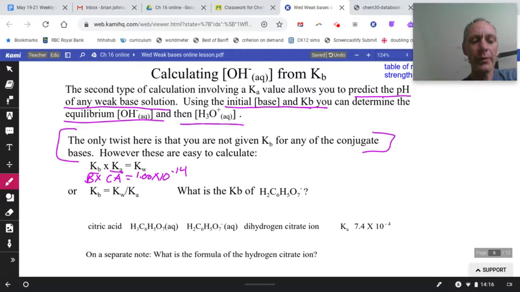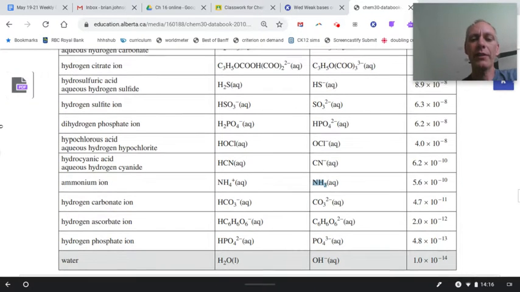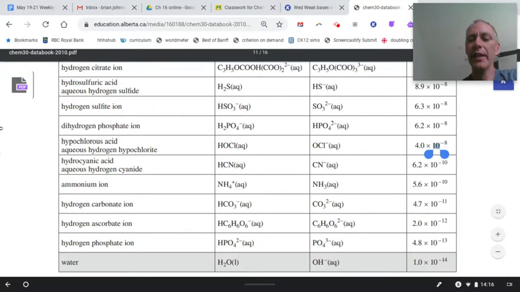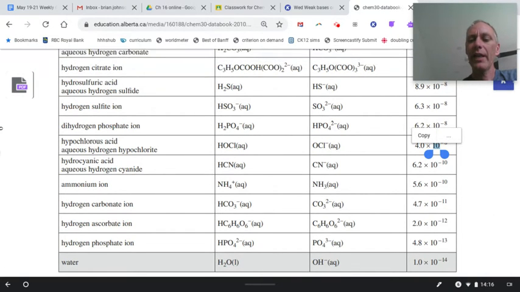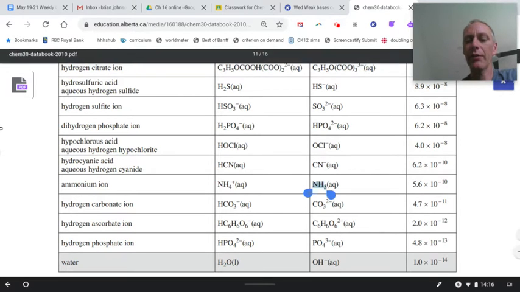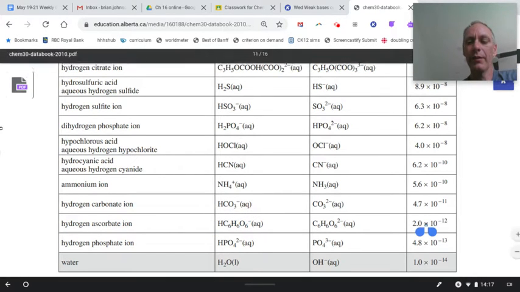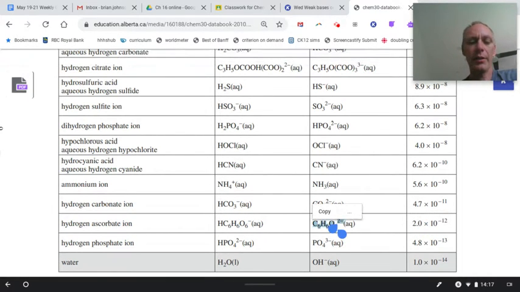So if we rearrange that, you can solve for any Kb for any base if you have the Ka of its conjugate acid. And we do, because we have this table that has all of these acids and their conjugate bases. So every acid has a Ka. If I have the Ka, I can figure out the Kb of this base. If I have the Ka of NH4+, I can figure out the Kb of NH3. If I have the Ka of hydrogen ascorbate ion, I can figure out the Kb of the conjugate base.